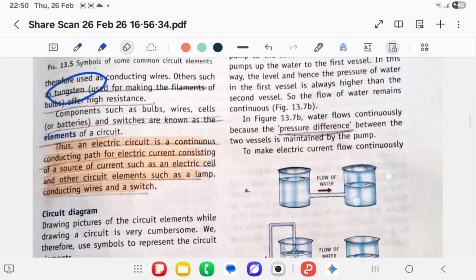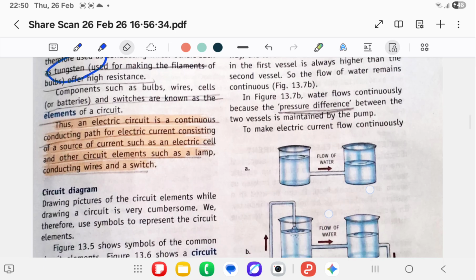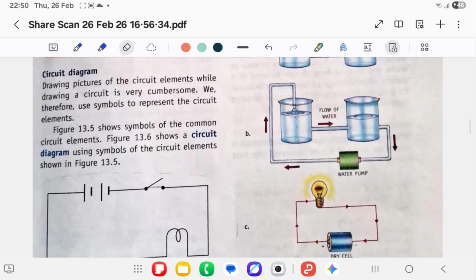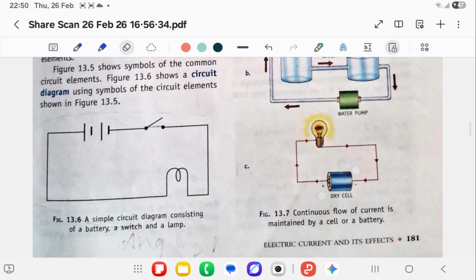Okay, so how can we simply define an electric circuit? An electric circuit is a continuous conducting path for electric current consisting of a source of current such as an electric cell and other circuit elements such as a lamp, conducting wires, and a switch. Clear? Now the circuit diagram. We cannot directly draw the battery, or if you are supplying current to your fridge, you cannot draw that fridge. So simply how can we represent the circuit in the form of a diagram? This is your diagram.